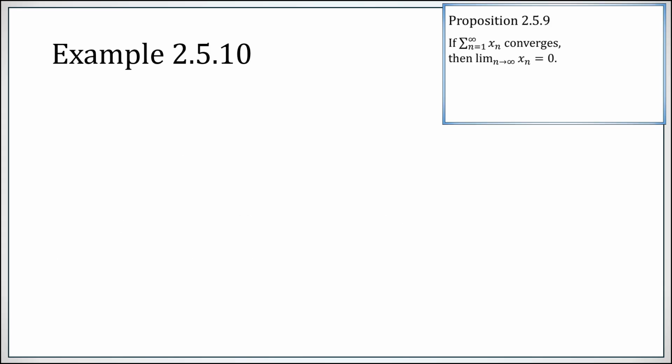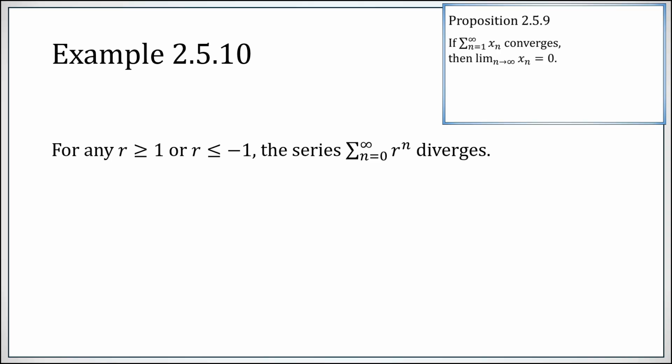Let's look at example 2.5.10. For any r bigger than or equal to 1 or less than or equal to minus 1, the geometric series r to the n diverges. An earlier exercise was to show that for r between plus or minus 1, the geometric series converges specifically to 1 over 1 minus r. We're now going to show that for r's outside that interval, the series diverges.